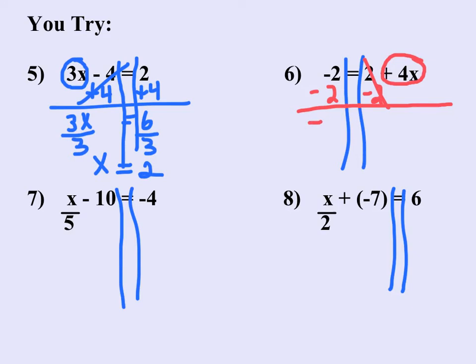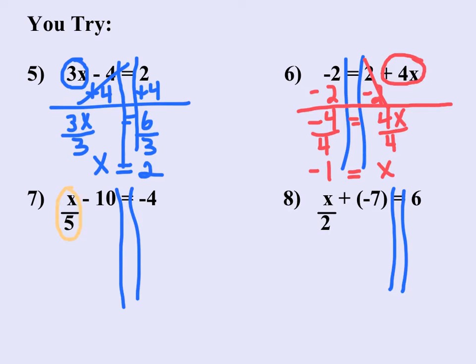That leaves us with negative 4 equals 4x. And then divide both sides by 4. So x is equal to negative 1. All right, next question. Here we go, number 7.